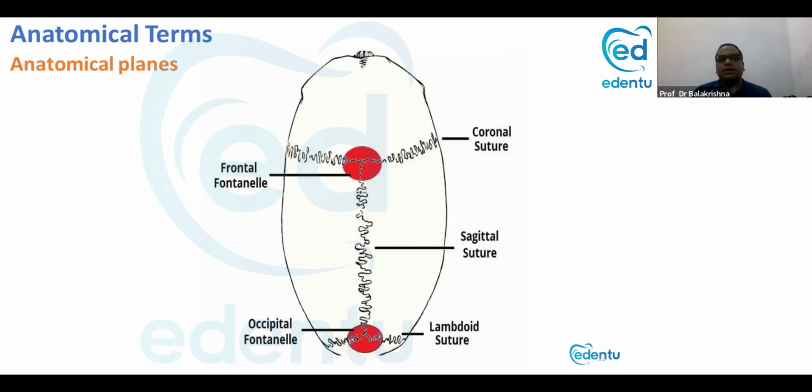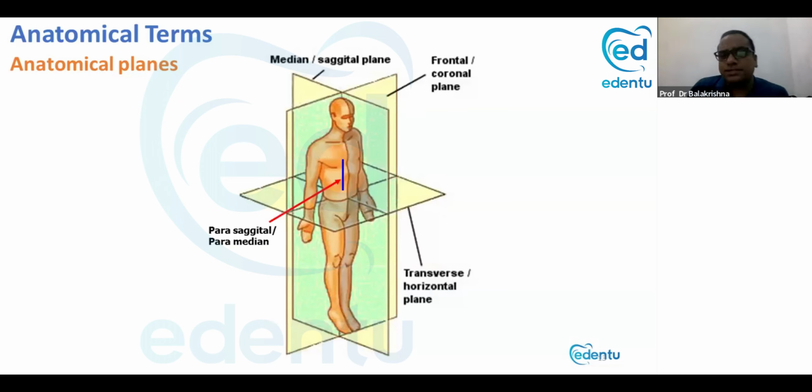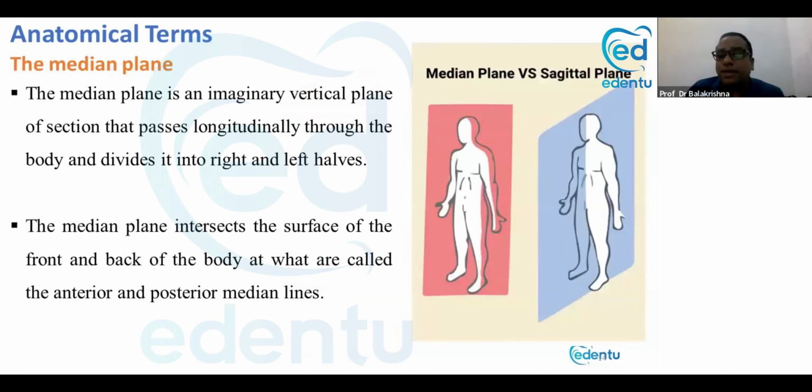One by one, we'll come back. So these are the various planes. Just now I told you about the sagittal suture. The median plane and the sagittal plane are more or less alike, almost the same. We divide the body along the midline, so left and right halves will be there. The coronal plane is also there. So what are these median planes? The median plane versus the sagittal plane.